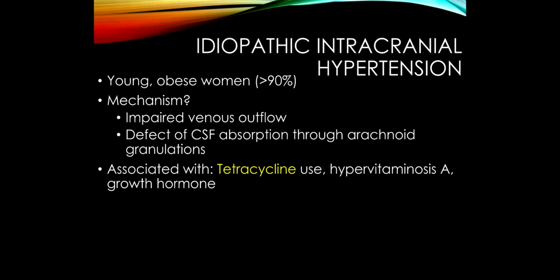So idiopathic intracranial hypertension. The older term for this is pseudotumor cerebri, but a lot of neurologists still use that term. And so this is unique because it's a distinct patient population. It tends to be younger, obese women that develop this type of headache. And it's not clear exactly why it occurs more in young, overweight women, but at least there's a couple of theories. There may be impaired venous outflow through the venous sinuses or out through the superior sagittal sinus. And there may be some defective CSF absorption through the arachnoid granulations.